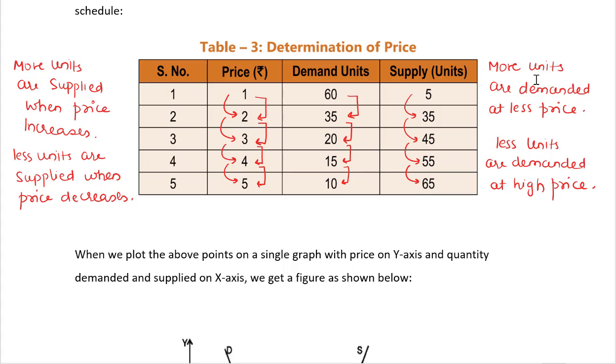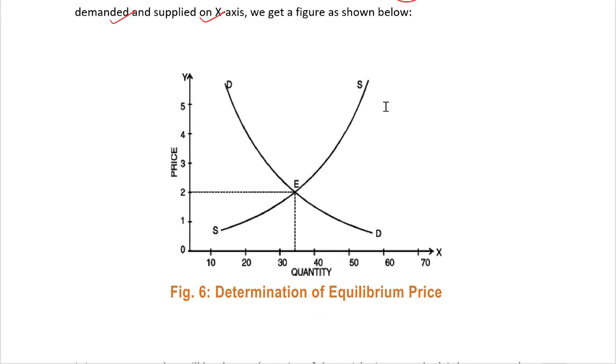So when we plot the above points on a single graph, we get the following figure. On the y-axis, we have shown prices. On the x-axis, quantity is shown in terms of units. This is the demand curve. This is the supply curve.